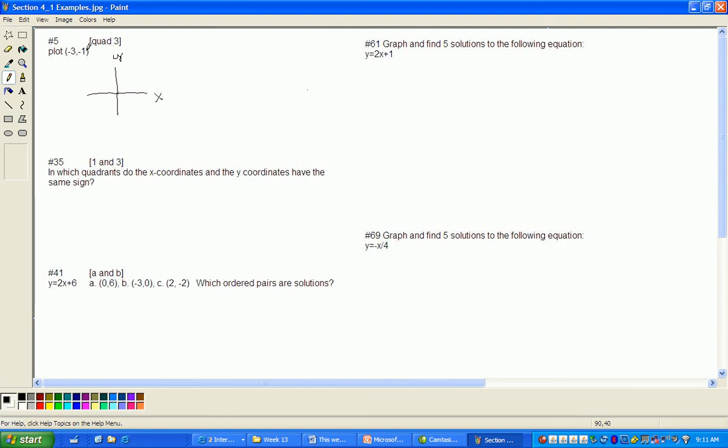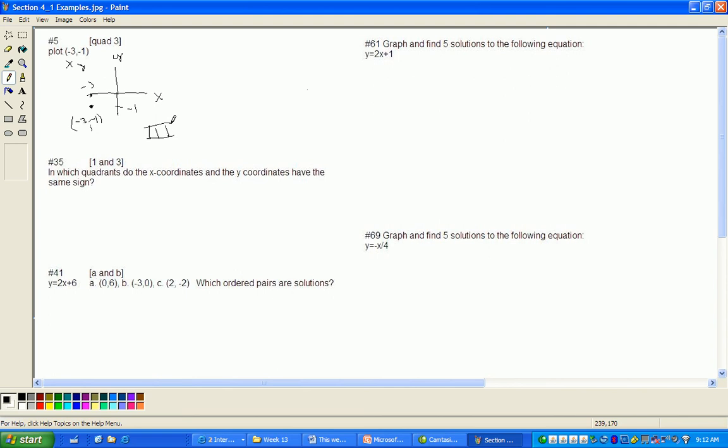So (-3, -1), we know this is our x value. We know this is our y. So if we go -3 in the x, we go 1, 2, 3. And then -1 in the y. -1 down here. So this is our point, (-3, -1). And we can label it a little better. So we know it's (-3, -1). And what quadrant? Well, this is 1, this is 2, this is quadrant 3. So we would say that's in quadrant 3.